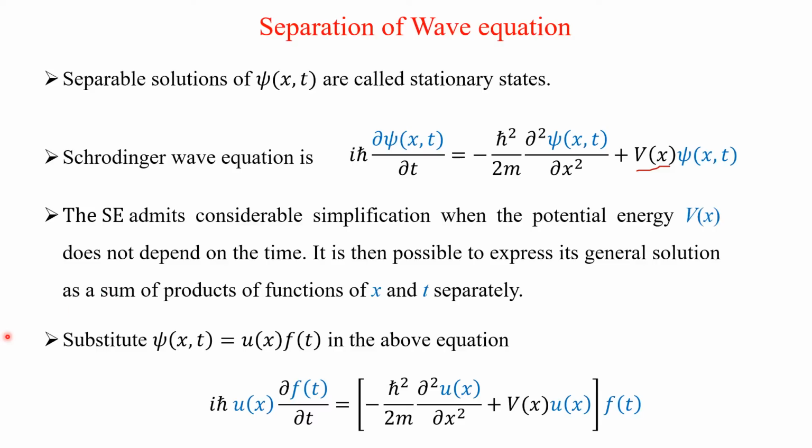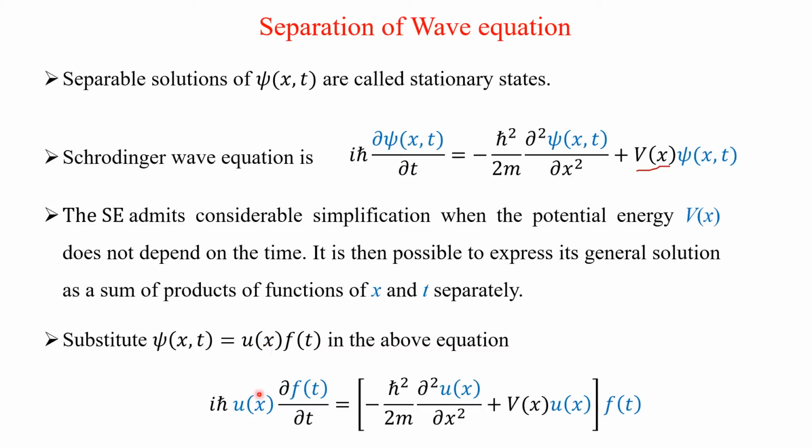Now you substitute or replace psi of x and t, which is equal to u of x and f of t, in the above equation. That is, in this equation. Here we have separated the total wave function into two parts. That is, the x component wave function is u and the t component wave function is f. So you just substitute here.